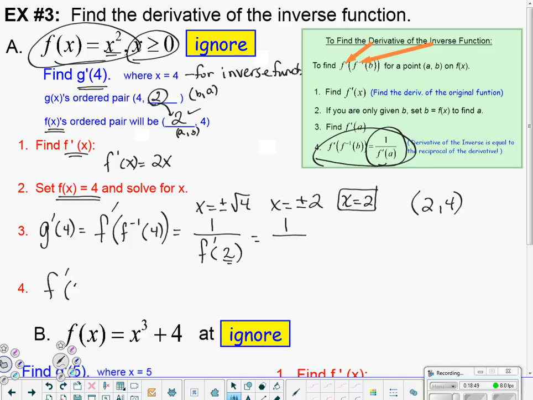F prime of 2 goes back to, I know my function, it'll be 2 times 2, which gives me 4. And replace that, we get g prime of 4. The inverse function evaluated at 4 is 1/4. Very nice.